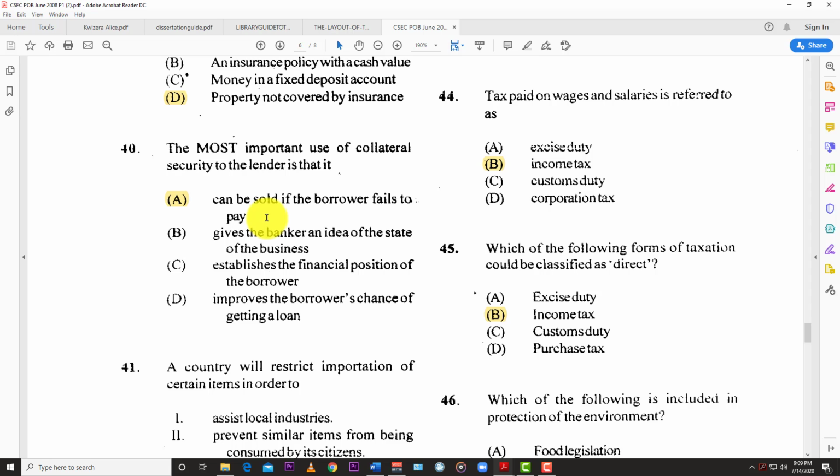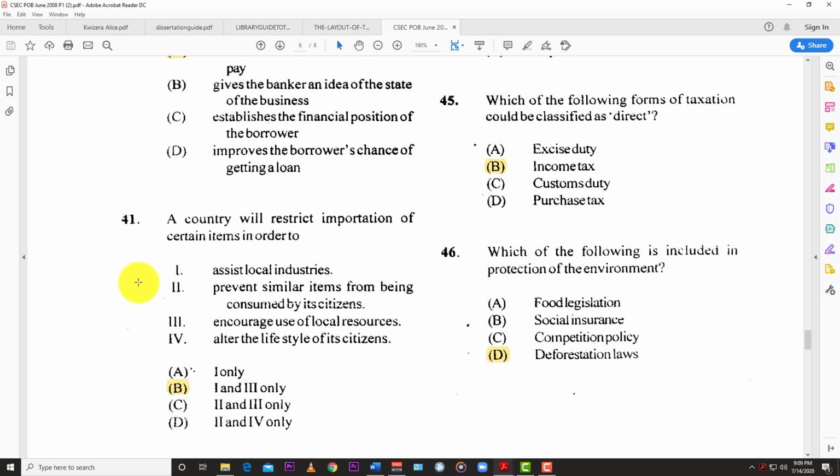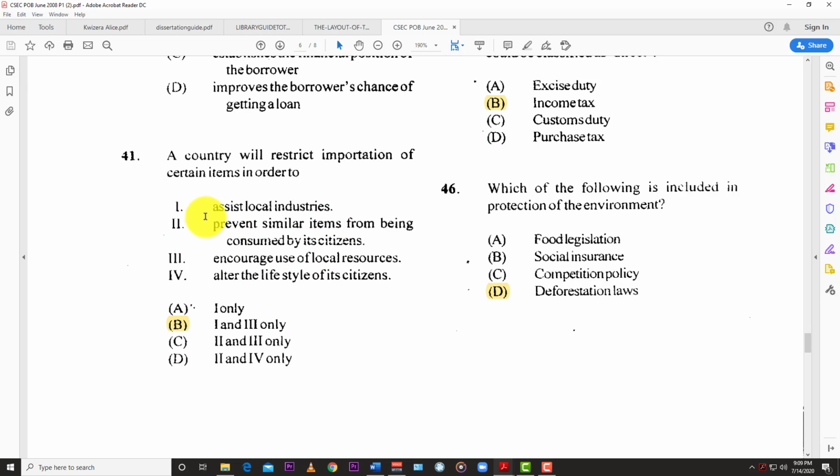So that's A. 41. A country will restrict importation of certain items in order to, and so you have some options here. 1. Assist local industries. 2. Prevent similar items from being consumed by its citizens. 3. Encourage use of local resources. And 4. Alter the lifestyle of the citizens. So one of the reasons why you might restrict importation is 1, so that people can use local products. And also 3, encourage use of local resources.